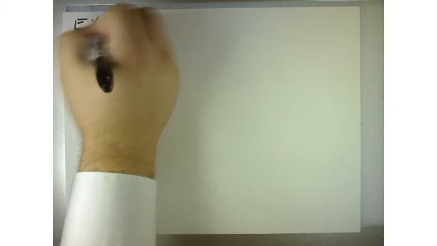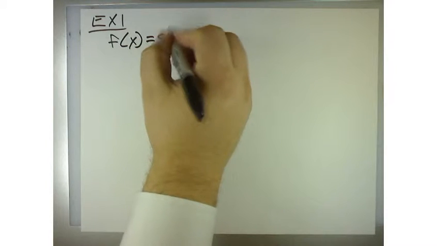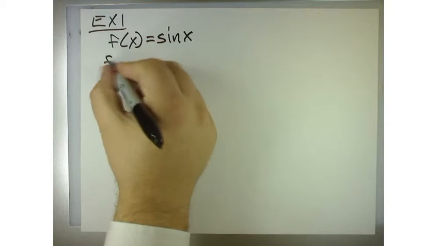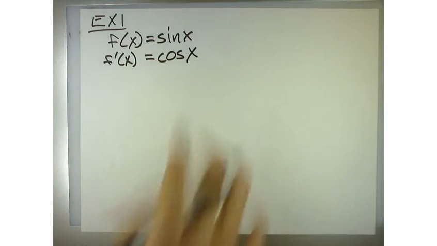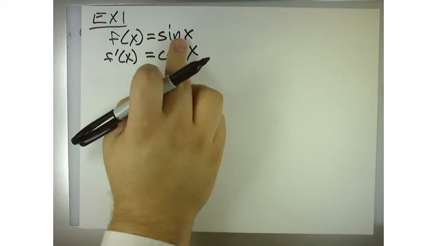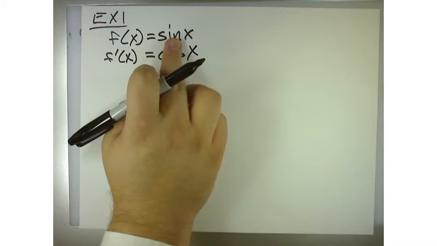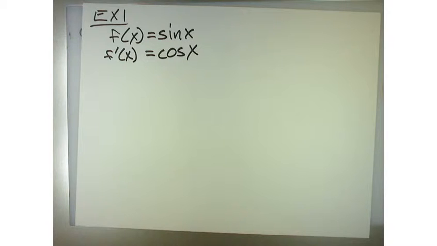Example 1. If f of x is equal to sine of x, then the derivative of sine is cosine of x. Remember, that was one of our homework problems. We calculated the derivative at a bunch of points on sine of x, looked at the points on a scatter plot, and said, hey, that looks like cosine of x. And if we were to take the limit of f of x plus h minus f of x all over h, that's what we would come up with.